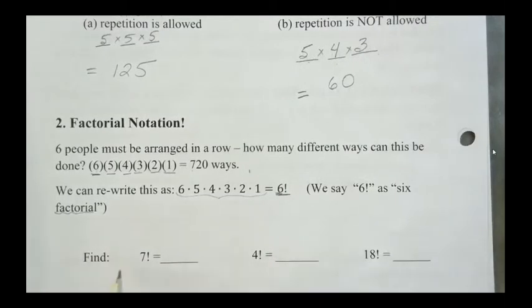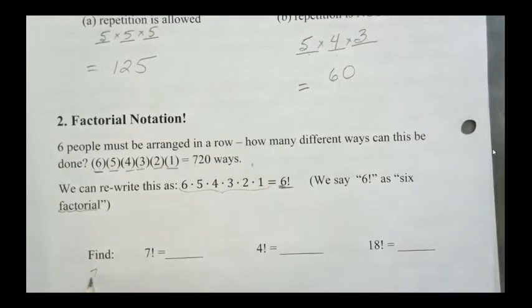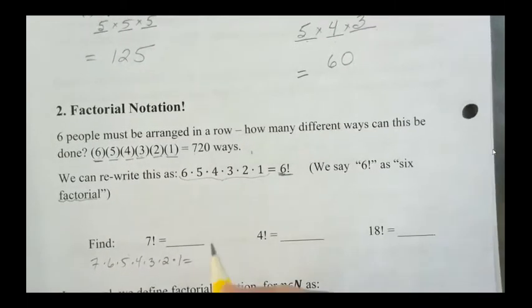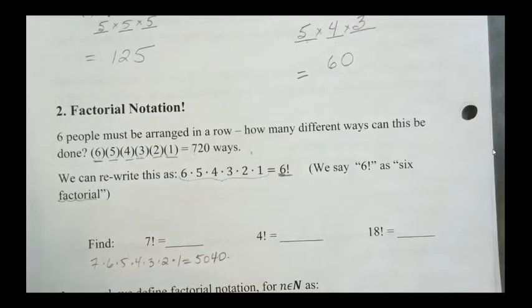So 7 factorial would be 7 times 6 times 5 times 4 times 3 times 2 times 1. So 7 times 6 times 5 times 4 times 3 times 2 times 1. So what does that equal? 5,040. Now, some of you may be wondering, oh, that's going to be a pain in the butt to enter into my calculator all the time, right?